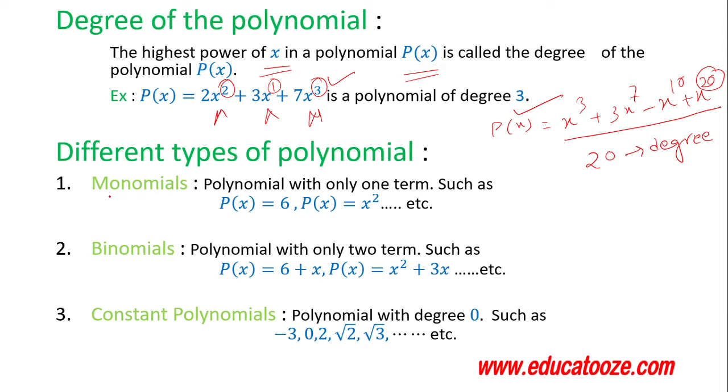Now let us see different types of polynomial and the examples, like monomials. What is a monomial? Mono means one. That means a polynomial containing only one term. Only one term. That kind of polynomial is known as a monomial. Here see, p of x equal to 6.